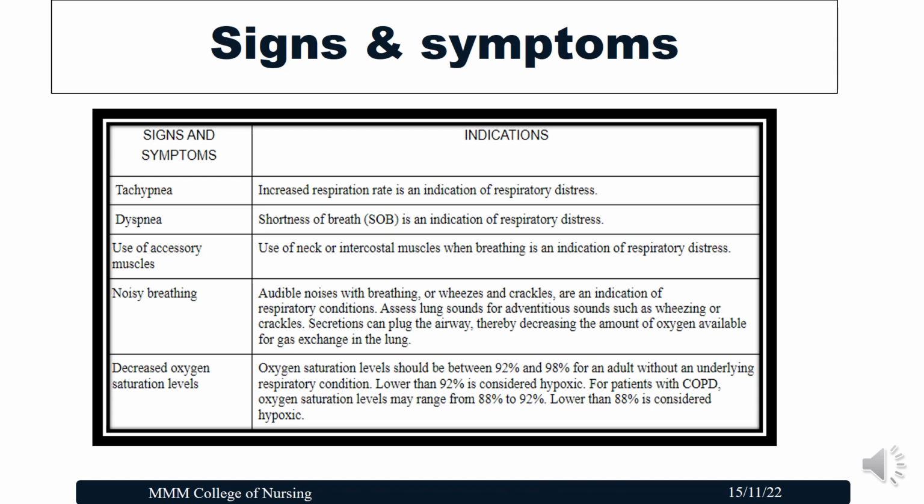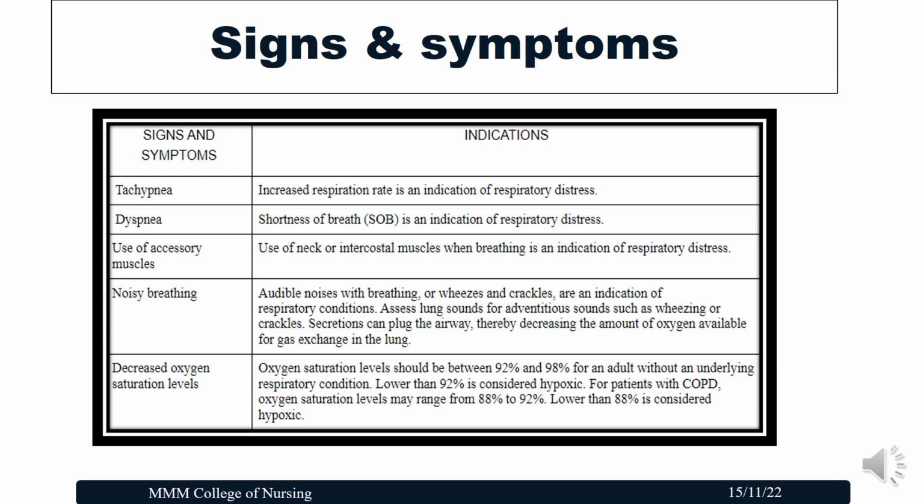The patient will use accessory muscles, the use of neck or intercostal muscles when breathing, which is an indication of respiratory distress. Noisy breathing, that is audible noises with breathing, or wheeze or crackles, is an indication of a respiratory condition. So always the nurse should assess the lung sounds for adventitious sounds such as wheezing or crackles. Then secretions can plug the airway and obstruct it, decreasing the amount of oxygen available for gas exchange. So immediately we have to suction and remove the secretions present in the airway.